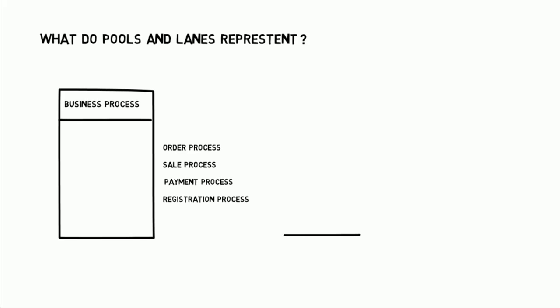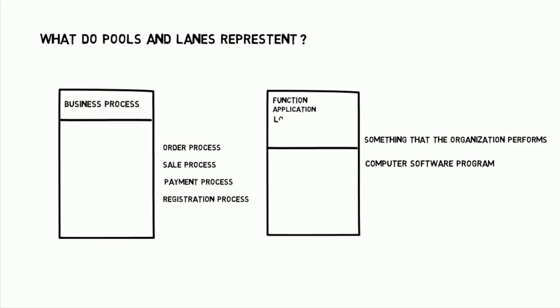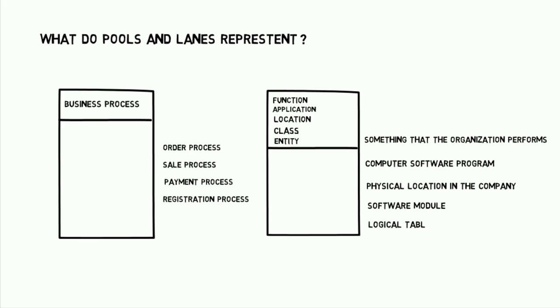They can also represent other things, such as a function, something that the organization performs, like marketing or sales or training, an application, or a computer software program, a location, for instance, a physical location in the company, a class, like a software module in an object-oriented computer software program, or an entity representing a logical table in a database.